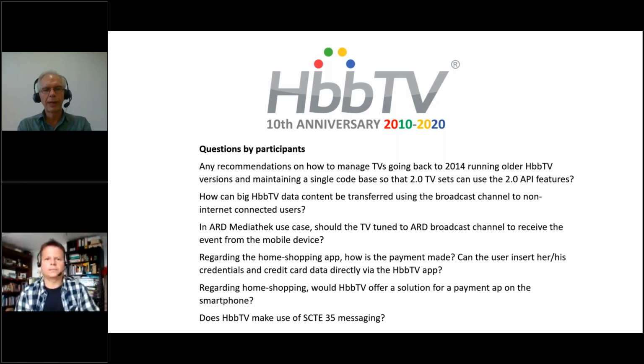Yes, so I think there are two questions behind this. One is really how to manage a migration between 1.5, 1 and 2, and you can have a common code base, so you have different variants as a broadcaster, how you can do it. So you can have an auto start application which detects whether it's an HbbTV 1 or 2 device, and then either offers new applications for the new devices and offers the old version for the older devices.